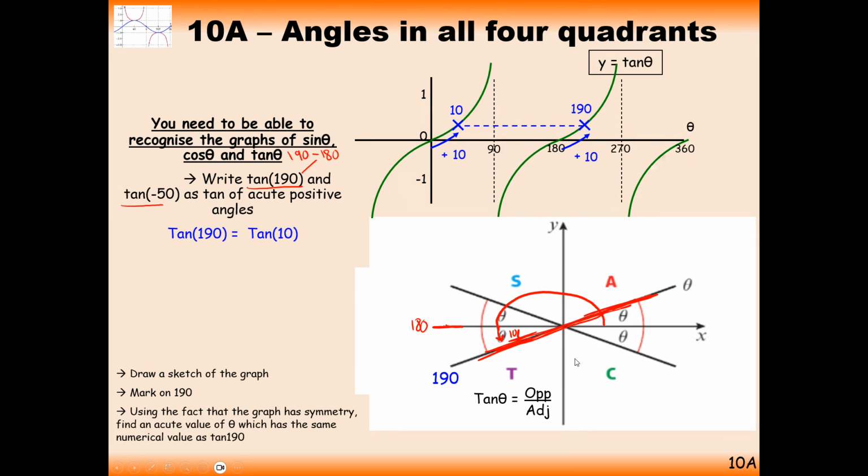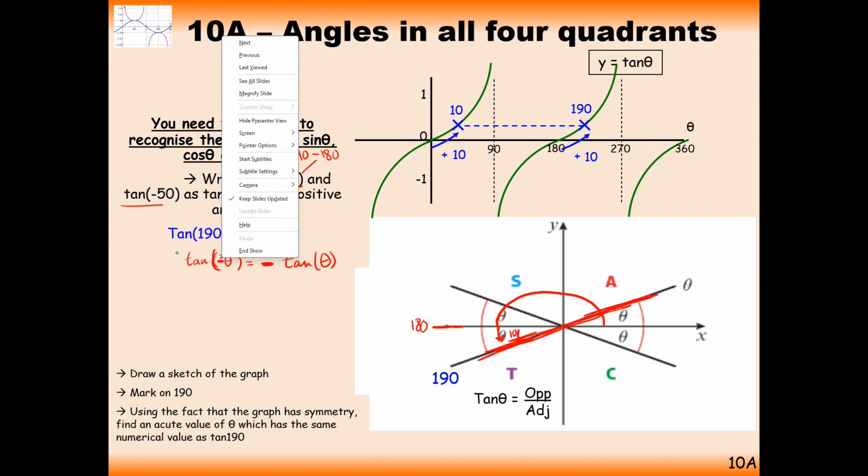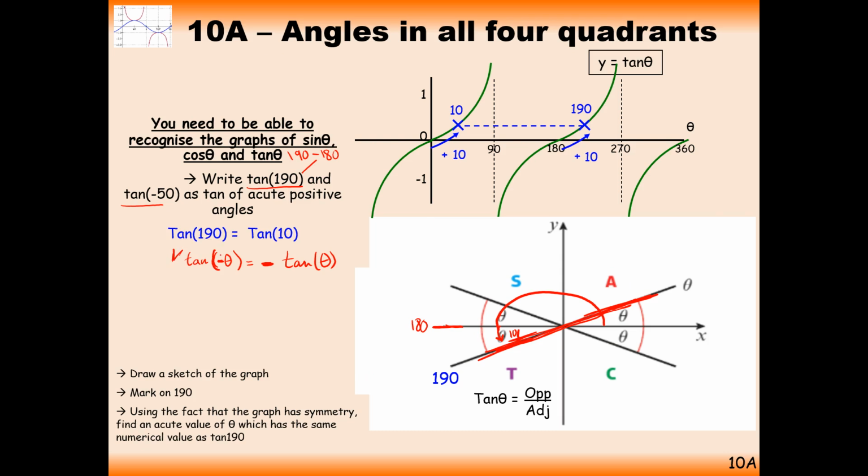And then tan of minus 50. If you remember, tan is an odd function, so tan of a negative angle is the same as the negative of tan of the positive angle. So you could take the minus sign out from inside the bracket and put it outside in front of tan. That makes it minus tan of 50, and that works.